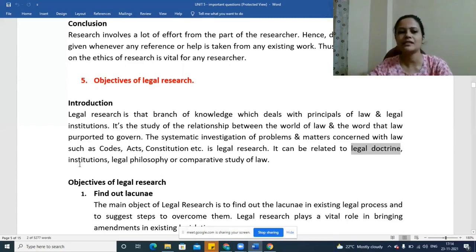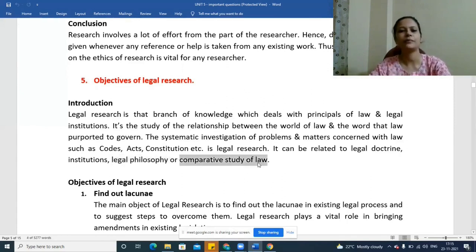It may be on some institutions. How is it that the National Green Tribunal is functioning? How is it that maybe the Income Tax Appellate Tribunal is functioning? It may be on legal philosophy, whether the concept of justice, equity, and good conscience should prevail or not. That is completely a philosophical study. Is it helping or is it creating confusion amongst people? That also can be one study.